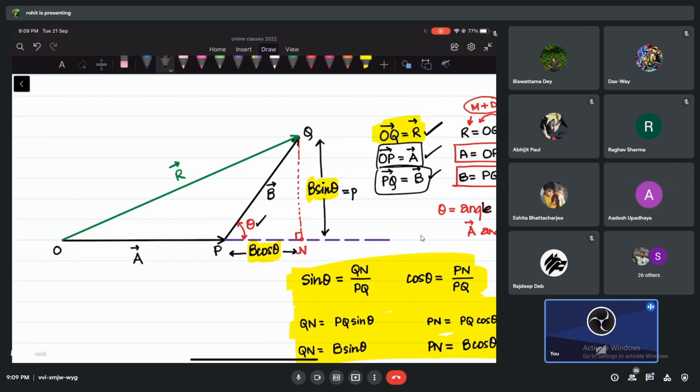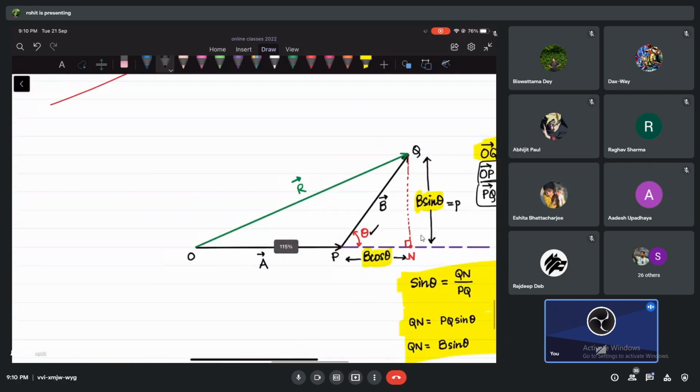So we know theta. Do we know how big the B vector is? Yes. Do I know how big the A vector is? Yes. That is what we know. Now let's start. What are we looking for?